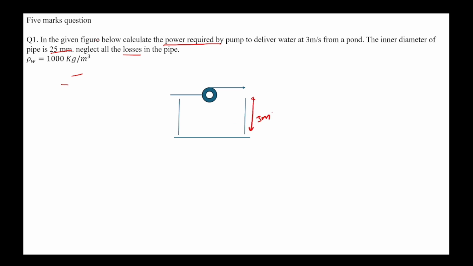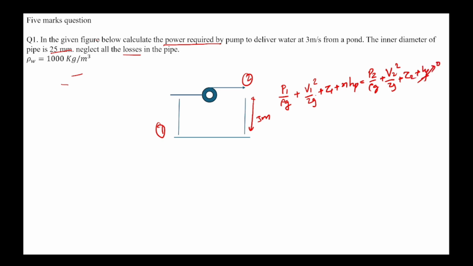Okay, so straightforward, we will apply P1 by rho g, suppose if this is 0.1 and this is 0.2, plus V1 square by 2g plus Z1 plus efficiency into pump head is equal to P2 by rho g plus V2 square by 2g plus Z2 plus HF. All the losses are 0, so this will be 0.